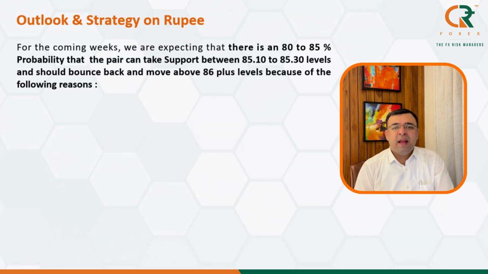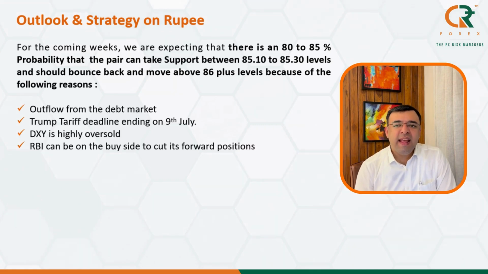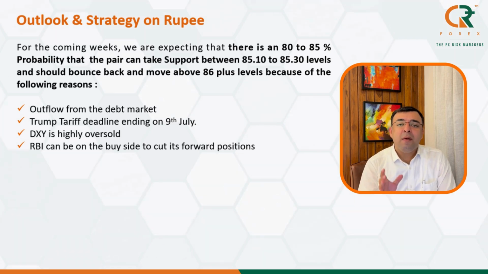For the coming week, we are expecting an 80 to 85% probability that the pair can take support between 85.10 to 85.30 and bounce back above 86 levels, for the following reasons. In the month of June, FIIs sold close to $2 billion in the debt market. We are expecting that in the coming days, FIIs can continue to sell from the Indian debt market. Why? Because India's interest rate differential has narrowed after RBI cut its interest rate by 50 basis points.